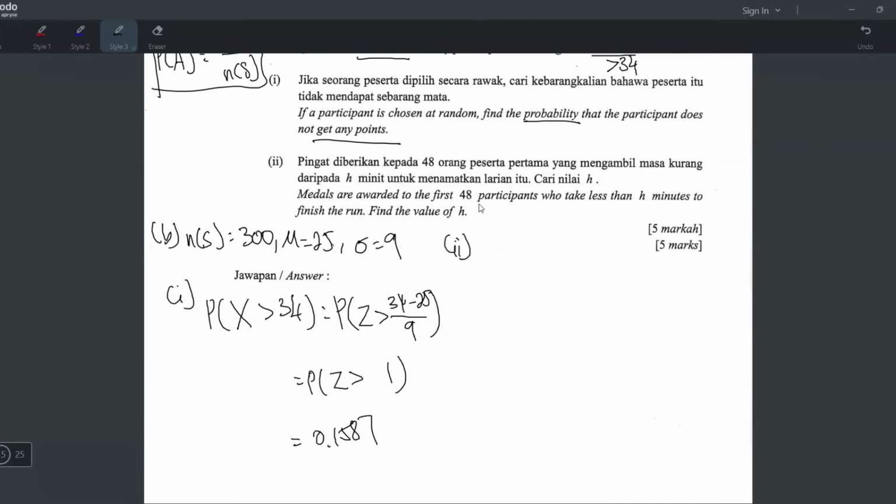Okay, medals were awarded to the first 48 participants who take less than H minutes to finish the run. Find the value of H.